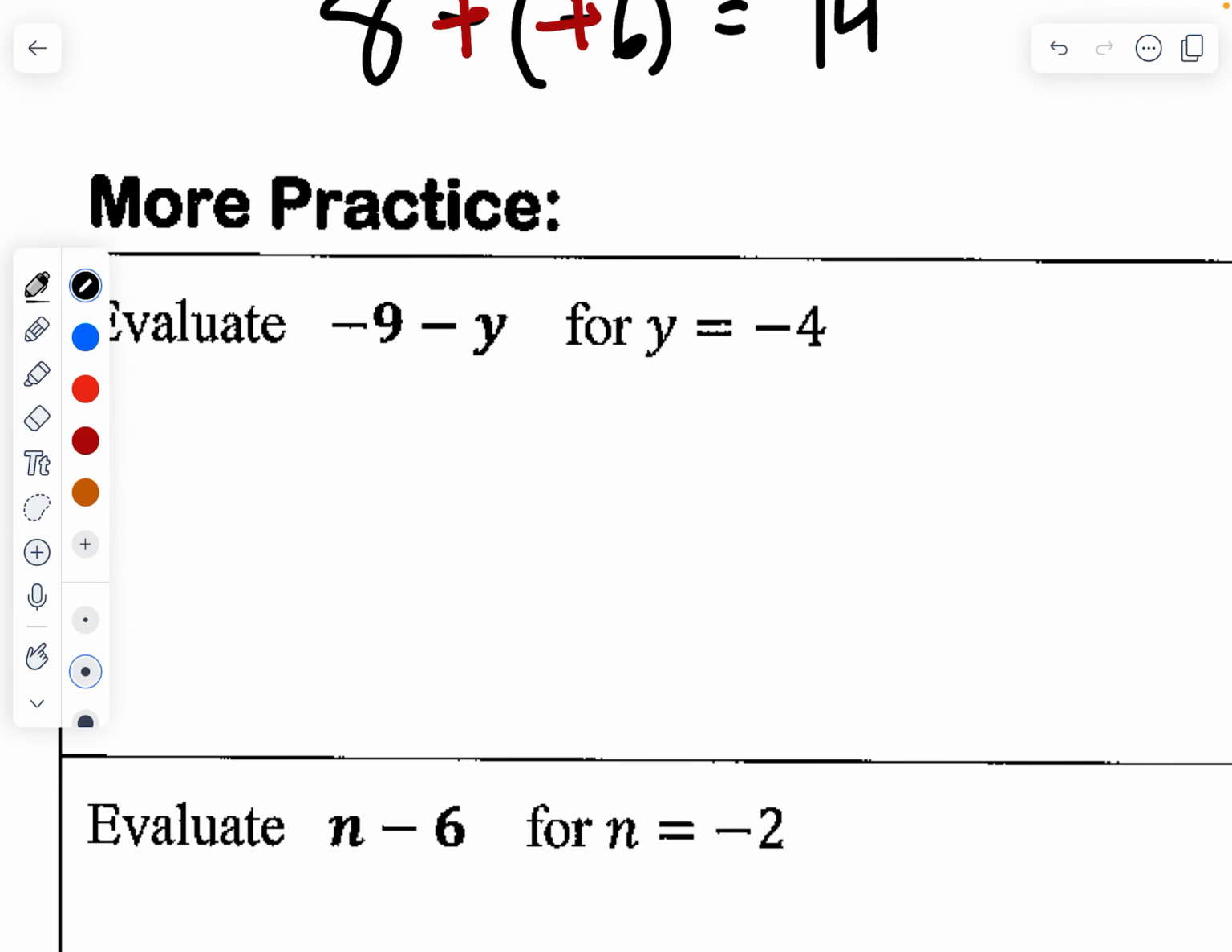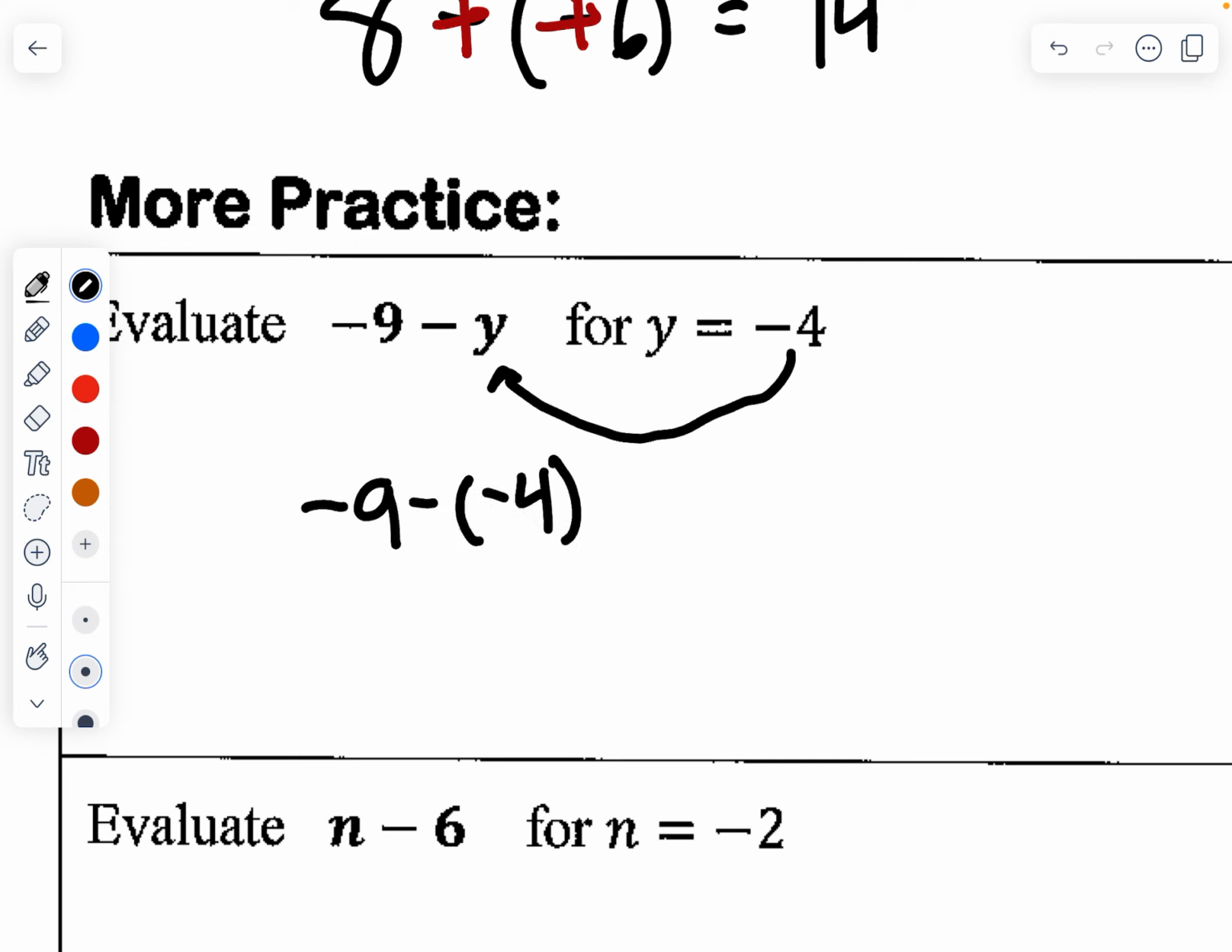One more together, then I'll have you do the rest on your own. Take our negative 4, replace the y. So again, these three things are not being changed. You should keep those. The only thing changing is y. So negative 9 minus, and then in parentheses, let's go ahead and throw a negative 4 in here instead of having a y.